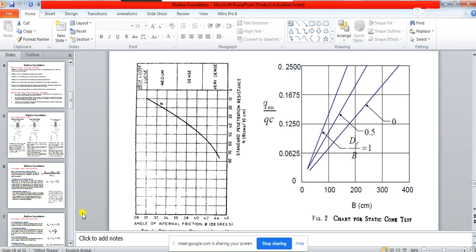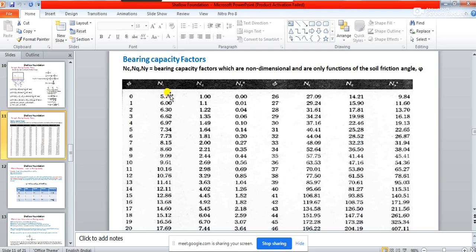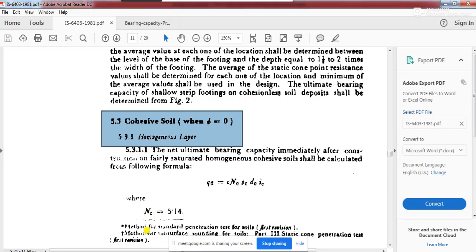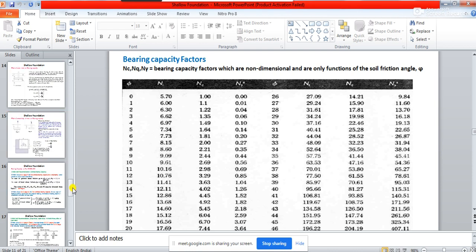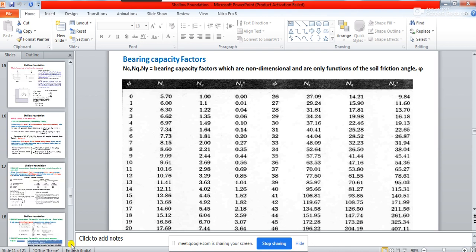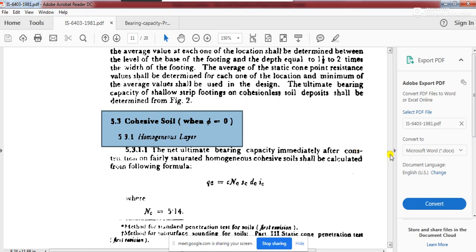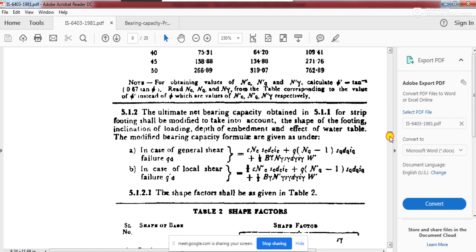Let me go back to Terzaghi and see. That's what we have seen. So Terzaghi has said the NC value will be 5.70, NQ will be 1, N gamma will be equal to 1. And you come to the Indian Standard Code. Okay. So if you go to the Indian Standard Code, you will notice, do I have this table in the PPT, Indian Standard Code bearing capacity factor values? I don't think so. So let me go back again to table number 1.